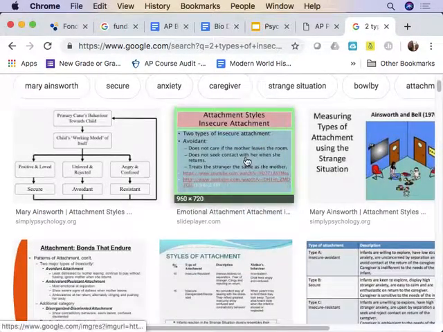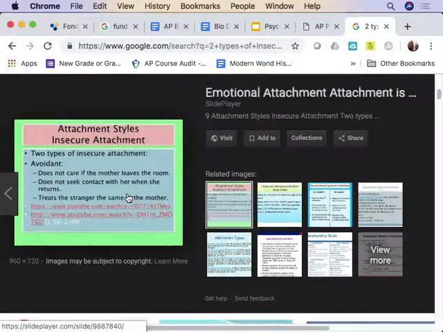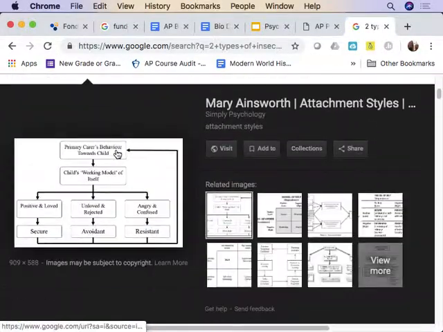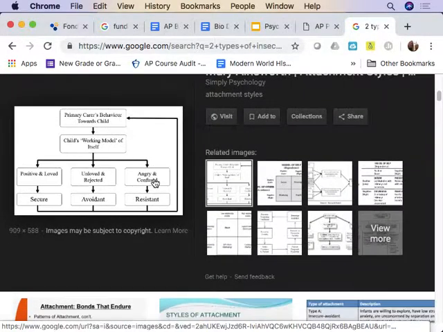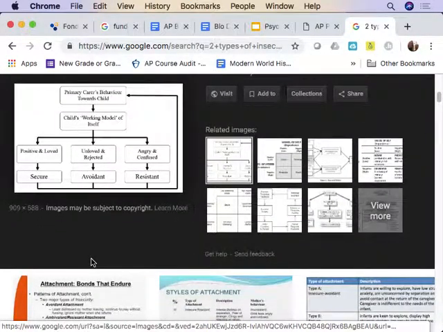I'm like, really? Okay. So you have 2 types of insecure attachment: avoidant and resistant. This is getting more picky, but I guess other people do, you could always see it. Okay, so if you're avoidant, they're going to be unloved and rejected. So they're going to avoid their caretaker. So they may not notice when their caretaker has left, or they'll act the exact same with the stranger as they do with their caretaker. There's no difference. The other one might be angry and confused, which is resistant.